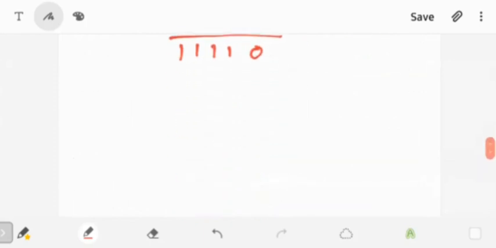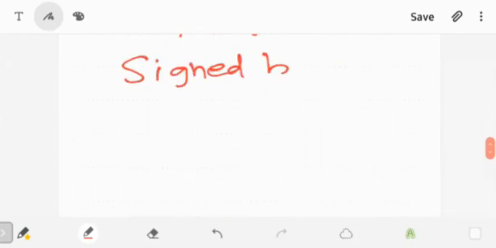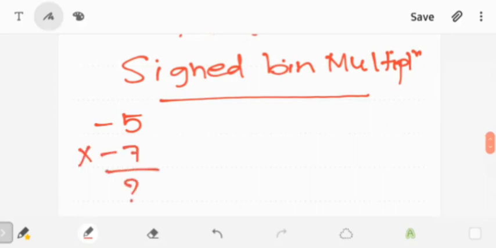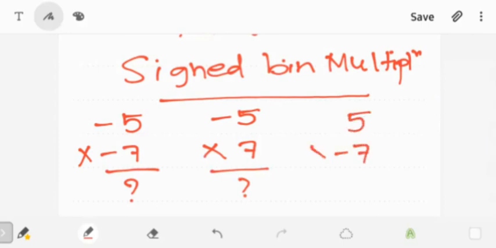Let's understand signed binary multiplication today. I write these numbers here, -5 into -7. I'm interested to find out its result. Another multiplication I will do is -5 into +7. And another example I will take is 5 into -7.